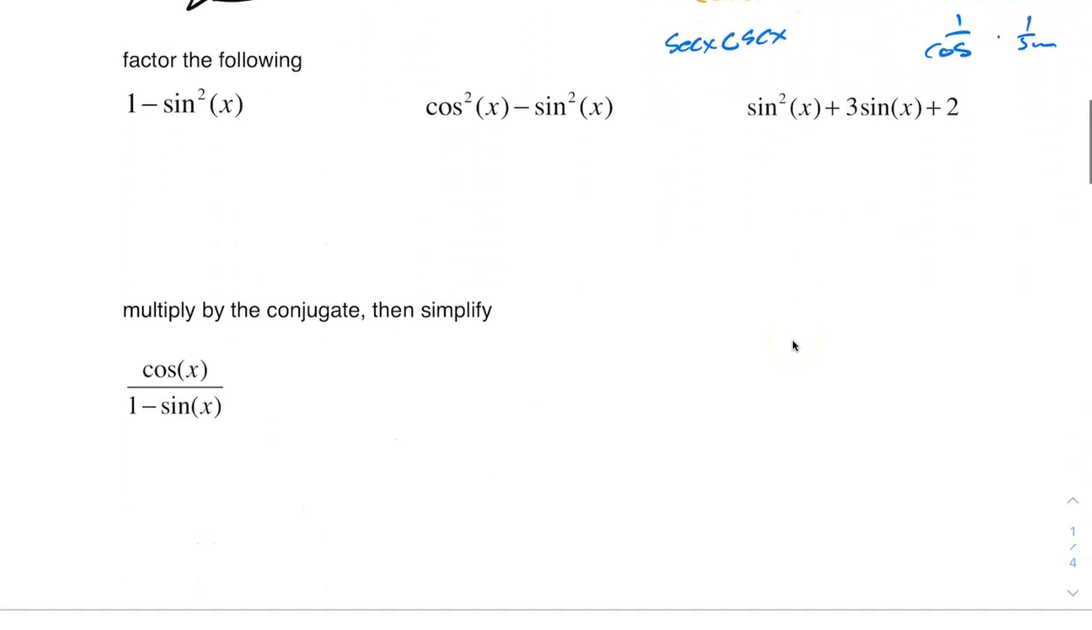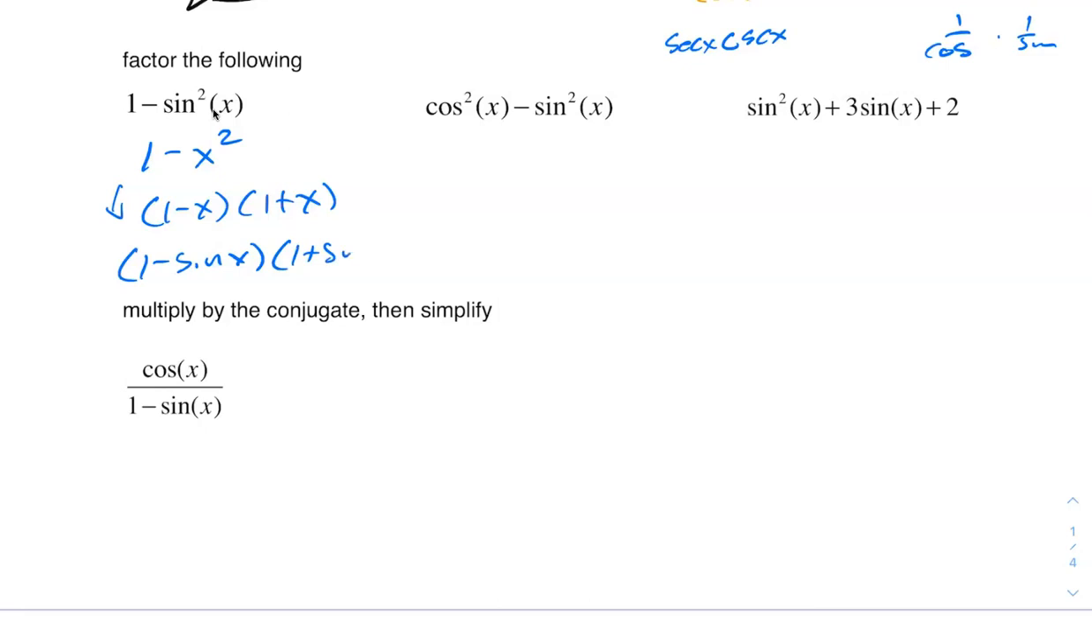And we also want to talk about how to factor. So the best way to factor is kind of ignore the sign. So pretend this is like 1 minus x squared. So when you factor it, you're going to get 1 minus x... Whoops. It's the difference of two squares. So it's 1 minus x, 1 plus x. So in this case, it'll just be like saying 1 minus sine x, 1 plus sine x.